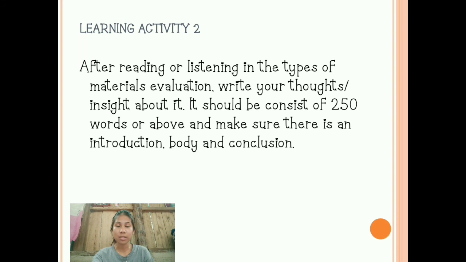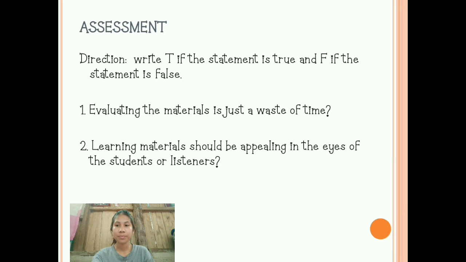Learning Activity 2. After reading or listening to the types of materials evaluation, write your thoughts and insights about it. It should consist of 250 words or above, and make sure there is an introduction, body, and conclusion. Assessment. Direction: Write T if the statement is true and F if the statement is false.